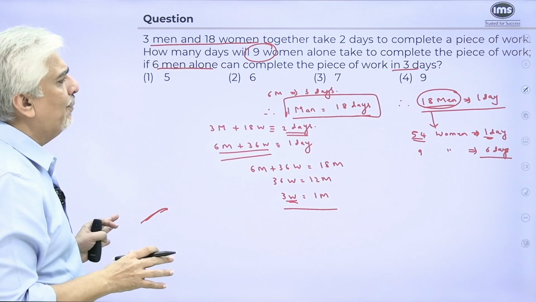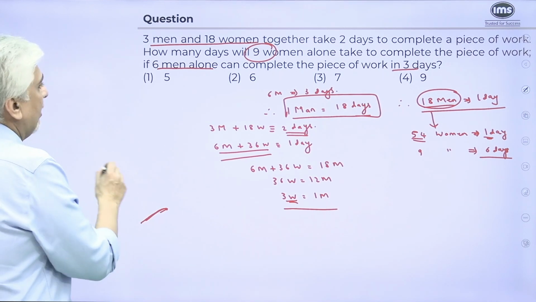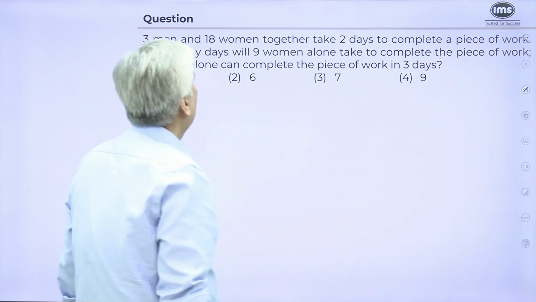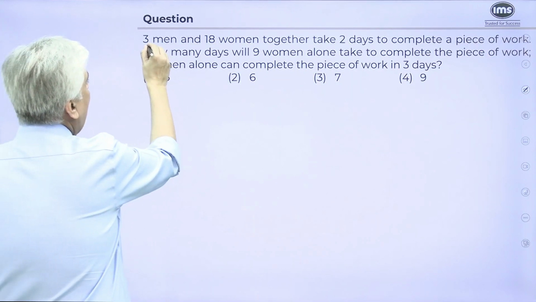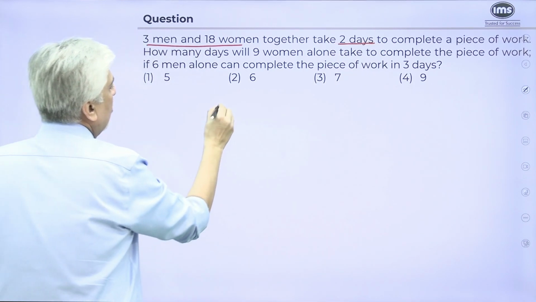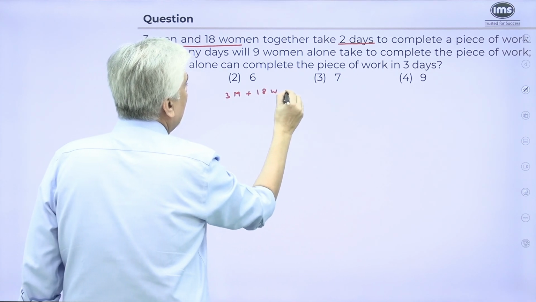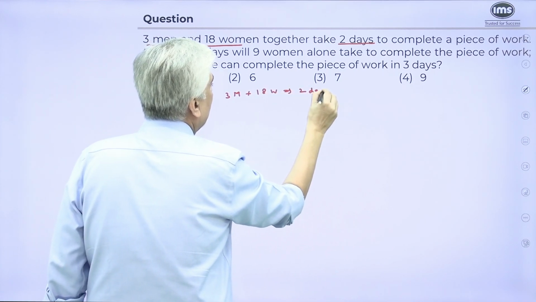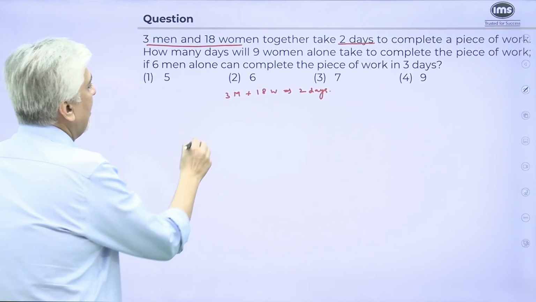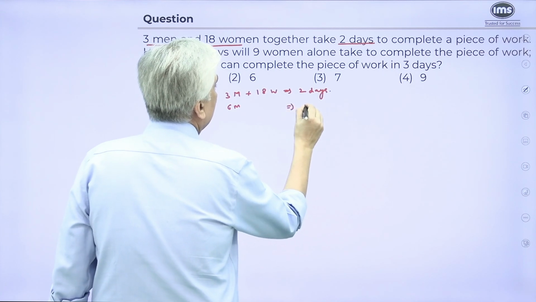We can do a couple of other approaches also for this question. This was one of the approaches. What I would have also done just for this question is write it down directly as equations. So see, 3 men and 18 women complete the work in 2 days, and 6 men complete the work in 3 days.